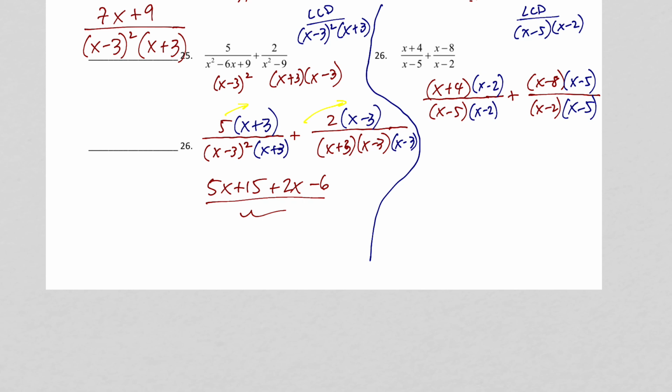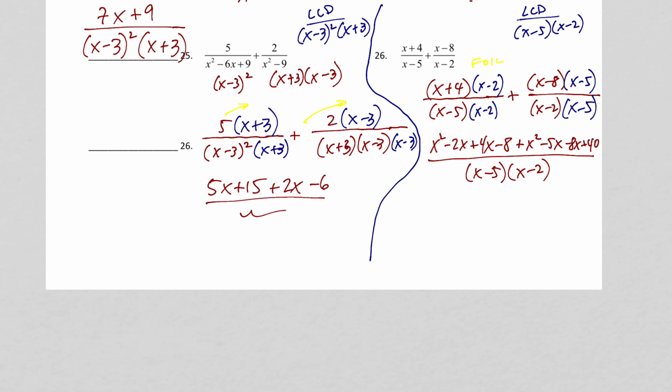So foiling the numerator, the first is x squared, the outer is negative 2x, the inner is a positive 4x, and the last is a negative 8. Then on this one over here, the first is a positive x squared. The outer is a negative 5x, the inner is a negative 8x, and the last is a positive 40, all over the denominator of x minus 5 times x minus 2. And if you want to write this as a squiggly line, you can do that just to save some time, and then write it back when you're done.